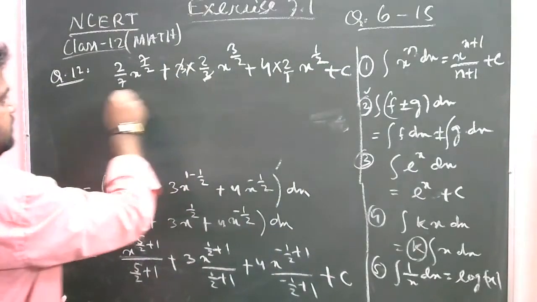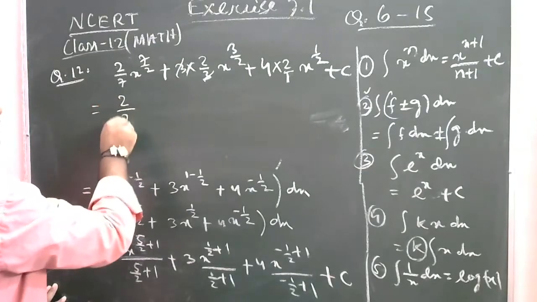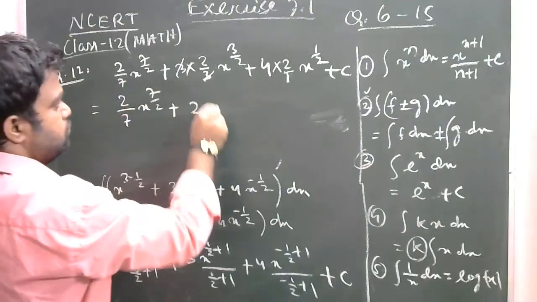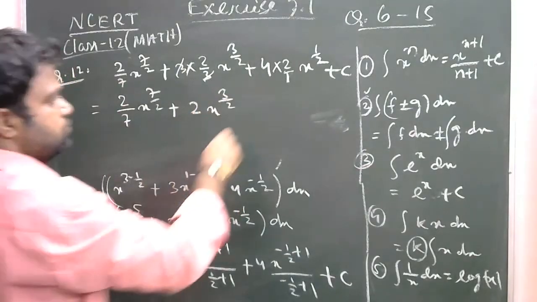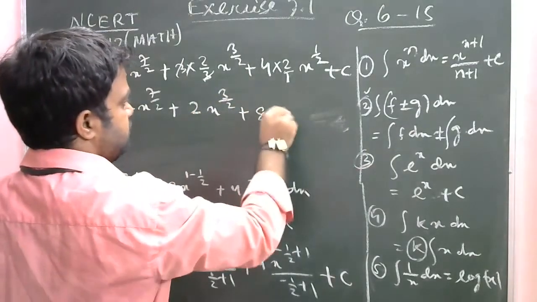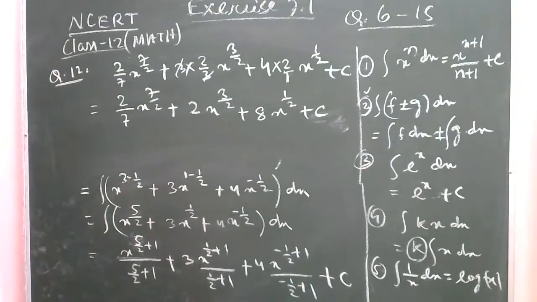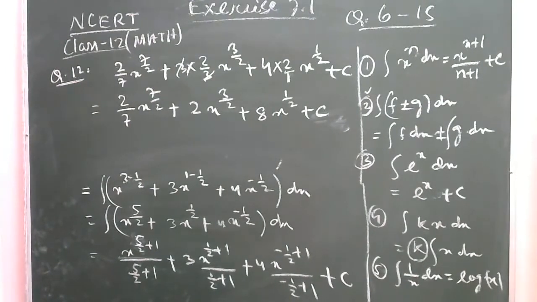So 3 cancelled. 2 upon 7 x to the power 7 upon 2. 2 x to the power 3 upon 2. 8 x to the power half. Is it correct? Check it. Question number 12. 2 x to the power 3 upon 2, 8 x to the power half, c.